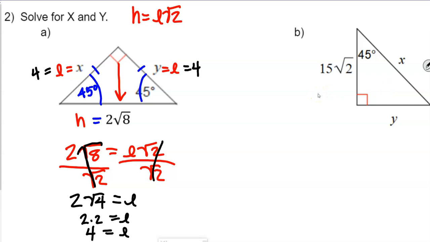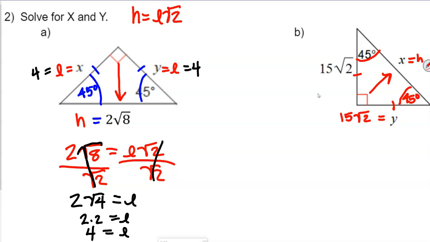So again, we're going to label what we have. So this is our hypotenuse, right? This is a 45, 45, 90 triangle again. So the angles are congruent. That means these two sides are congruent. So we can say right now that y is going to be 15 square root of 2, right?